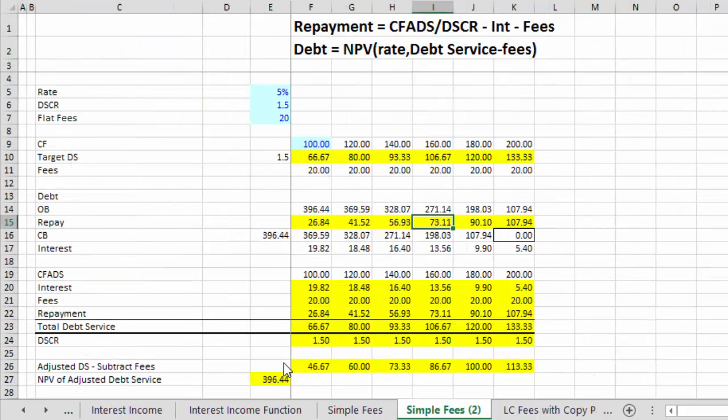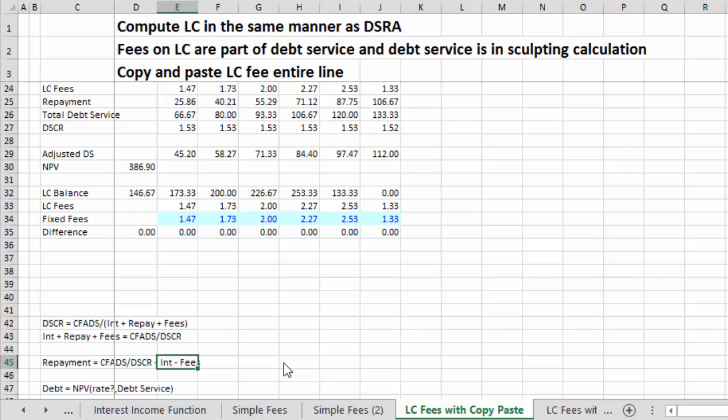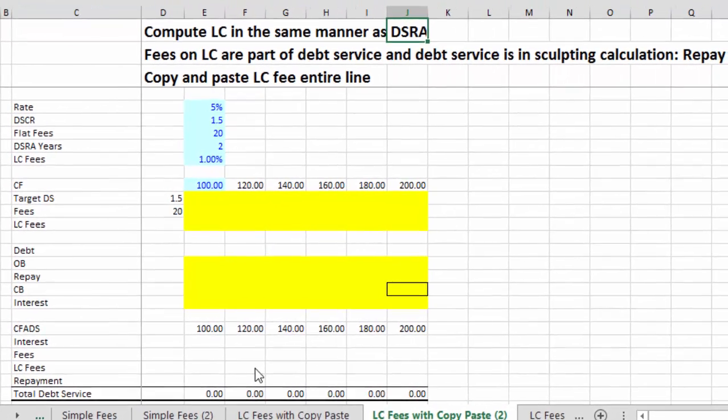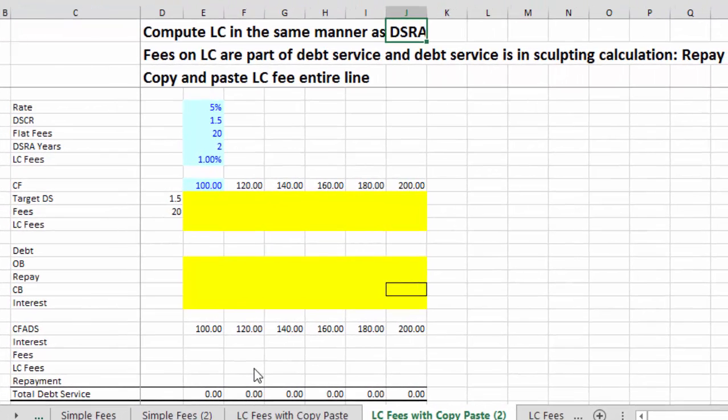So to introduce this letter of credit fees business, I put another one of these exercises in here for you. In this exercise, we're going to make a copy and paste. Use the copy and paste method and show you how it's messy. And we're going to move to a function in a subsequent video. Okay, now let's go through this.